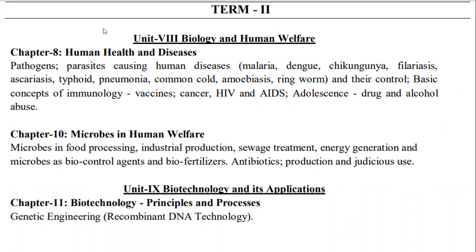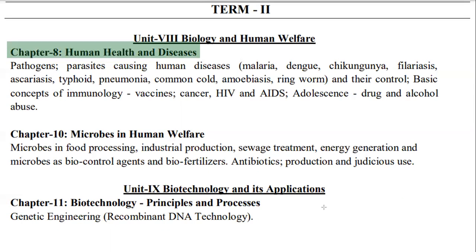Human health and diseases, that is chapter 8. Pathogens, parasites causing human diseases, malaria, dengue, chikungunya, filariasis, ascariasis, typhoid, pneumonia, common cold, amoebiasis, ringworm. Only these diseases are those you have to learn from the human diseases part and their control, basic concepts of immunology, vaccines, cancer, HIV and AIDS, adolescence, drug and alcohol abuse. Almost all the important topics of human health and disease are covered.